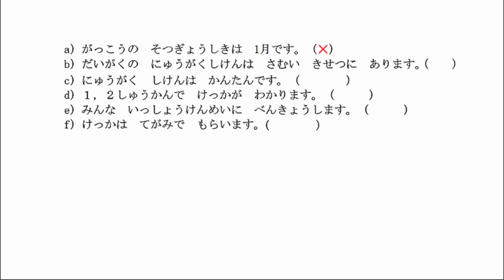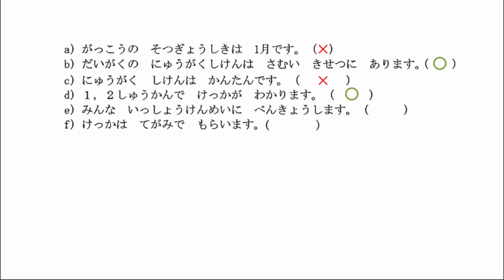Statement B is, 大学の入学試験は寒い季節にあります。Since the entrance exam to get into university is held in cold weather or season, the answer will be true. Statement C is, 入学試験は簡単です。Since the entrance exam is difficult, the answer will be false. Statement D is, 1、2週間で結果がわかります。Since the results are known in 1 to 2 weeks, the answer will be true.